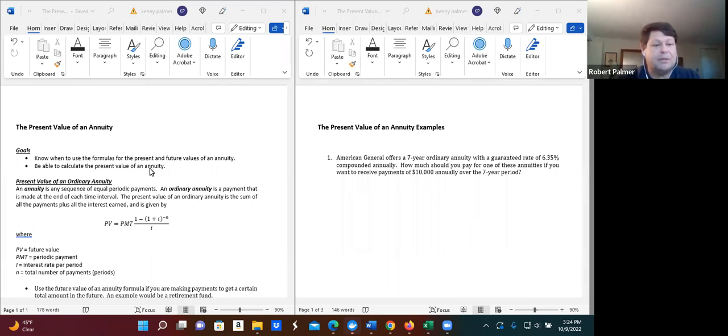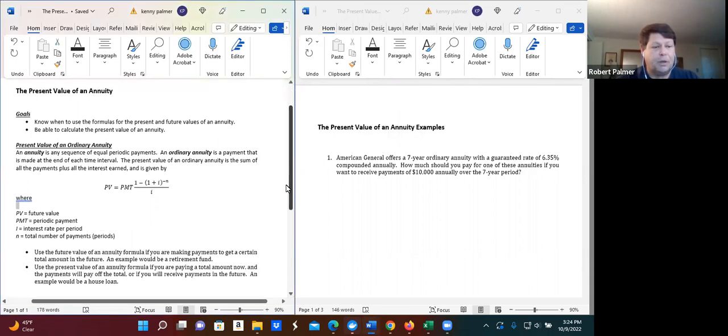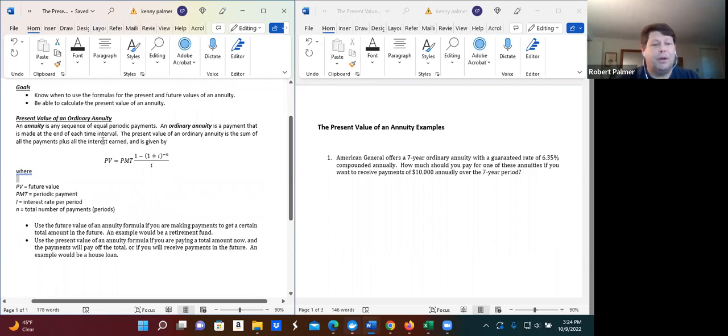So our goals are to understand the difference between present and future values of an annuity, know which formulas to use, and be able to calculate the present value of an annuity. The present value of an ordinary annuity: remember that an annuity is a sequence of equal periodic payments, and an ordinary annuity is a payment that is made at the end of each time interval. So the present value of an ordinary annuity is the sum of all the payments plus all the interest earned, and is given by this formula, similar to the future value annuity formula, but still a bit different.